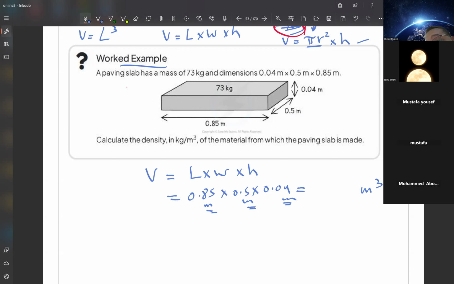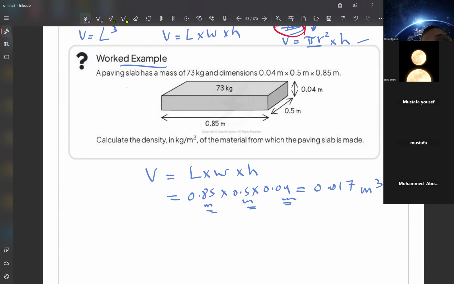One second, sir. Do you have a calculator? No, I lost mine. I can find the answer. It's 0.017. And then we will do 73 over 0.017.